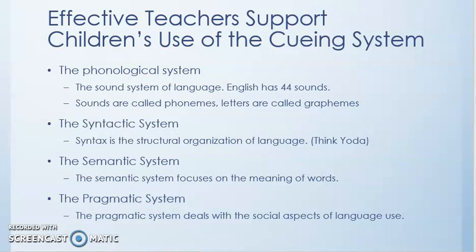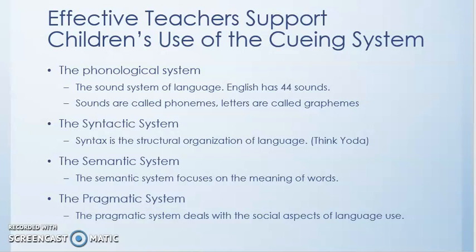The semantic system focuses on the meaning of words. And we have a lot of words in the English language that are spelled the same, like there, their, and they're. One means we are going to a place, there. One means their, possessive, meaning their cup, their shoes. And then the other is they are, right? They are there at the library. And so semantics really focuses on the meaning of our words.